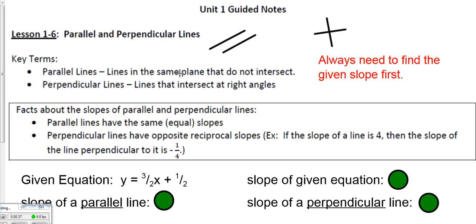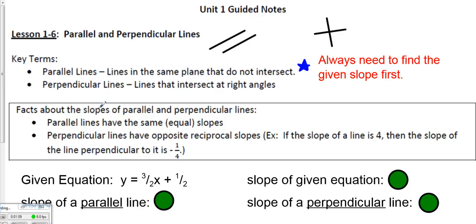Now when we do that, we always need to find the given slope first. So I want you to write this down, put a star by this somewhere. When you are given the first line, so let's say we started with this one on top, we need to know that slope first before we can find a line that is either parallel to it or perpendicular to it. So find the slope first, then you can figure out the perpendicular and parallel lines.